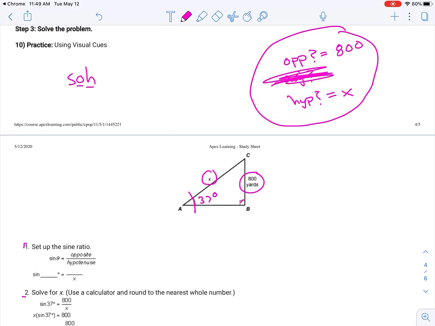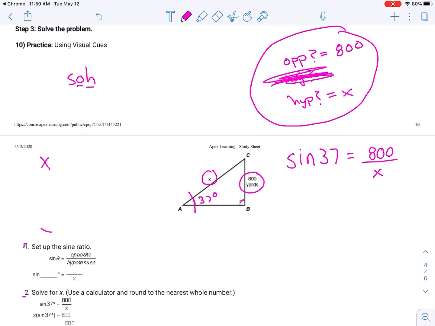So that means sine. So here's how you set up these problems. And that's all this is talking about down here, but I'll talk you through it. So the sine of 37 is going to be equal to the opposite, which is 800, over x. And now this is something that we are able to solve with cross multiplication.